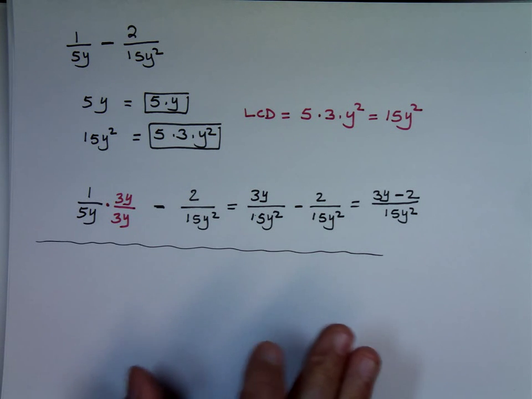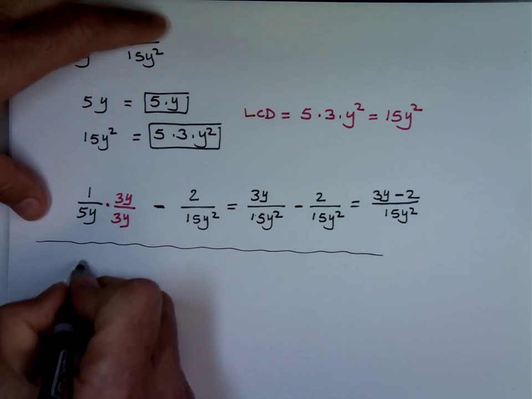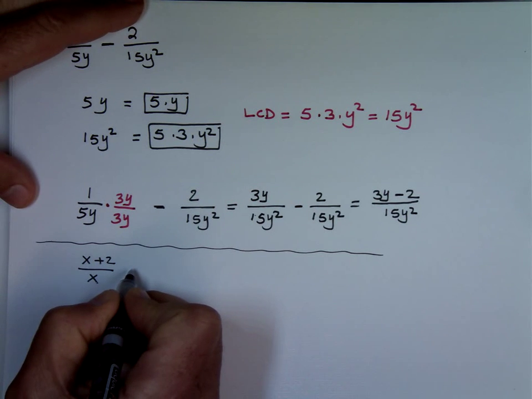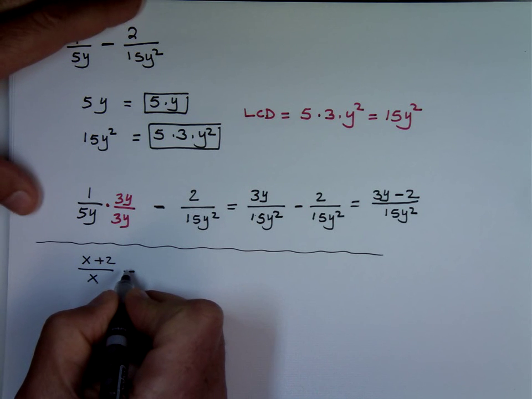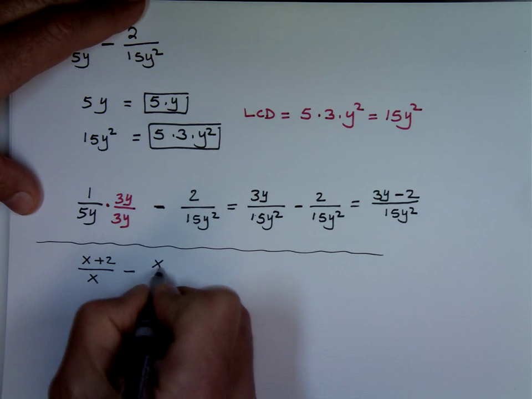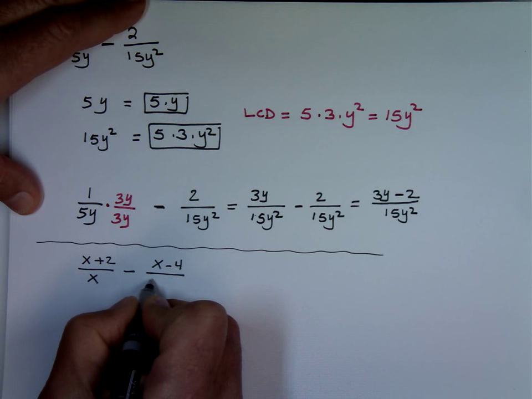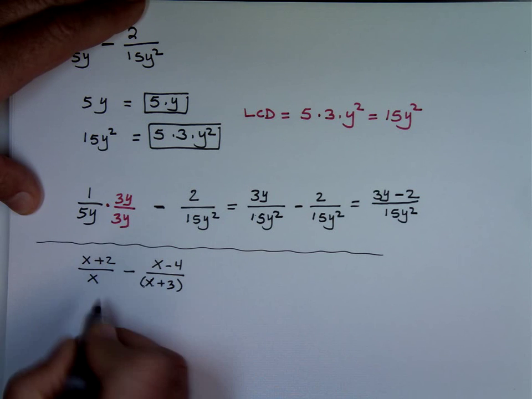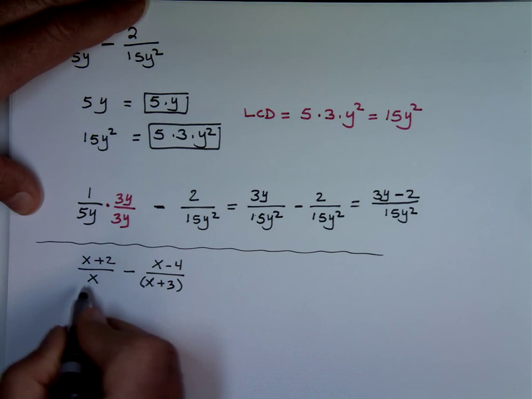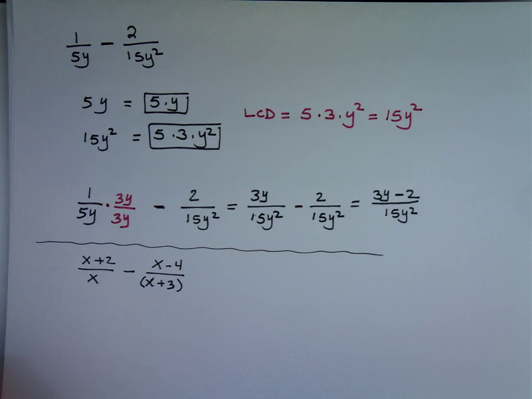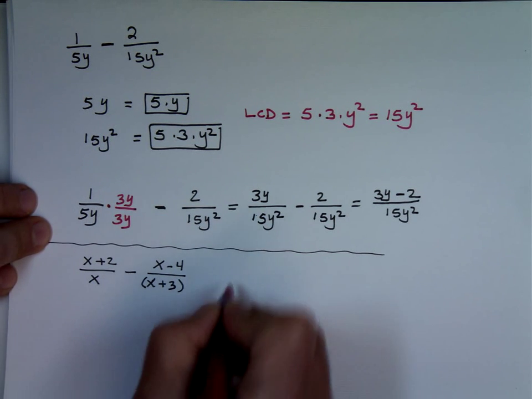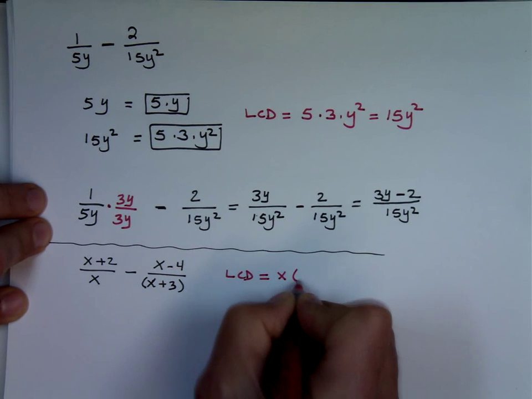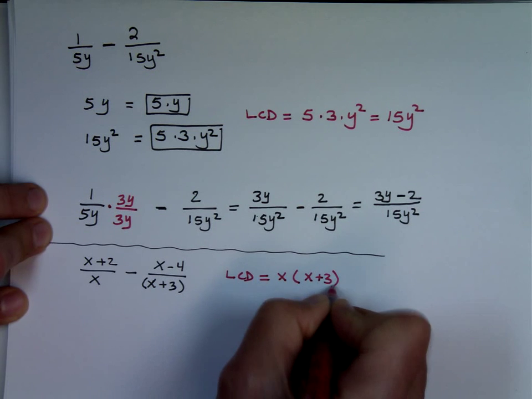Let's try this one. x plus 2 over x minus x minus 4 over x plus 3. Notice these two are really different. So I don't have to waste too much time on them because I can't simplify any of them. So my LCD is always the multiplication of all the different factors. So it's x times x plus 3.